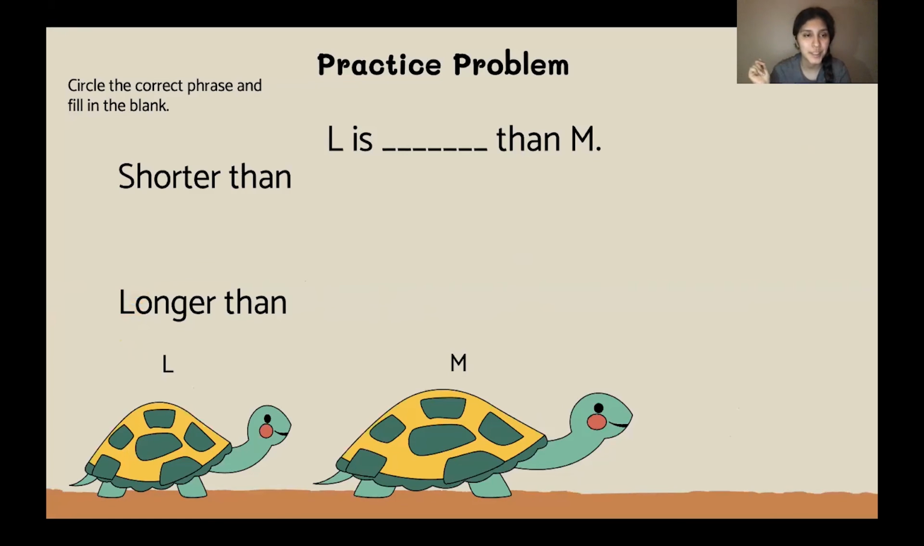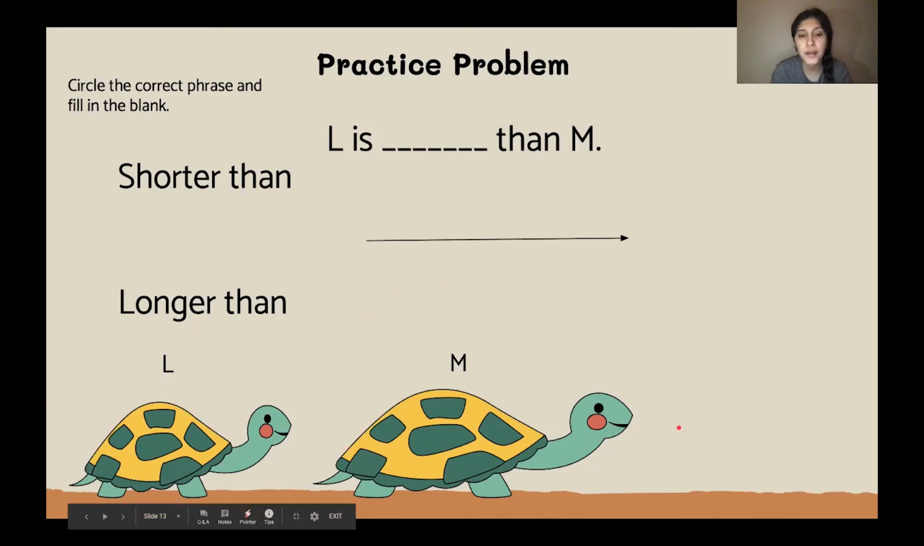So practice problem, another one. It says L then M. So we have to compare L to M. And it wants to know if turtle L is shorter than M or is turtle L longer than M. So just like the other ones, we circle the correct answer and fill in the blank. And if we can see, the turtles aren't so tall, so we're going to do it from side to side. So go ahead, measure your turtles, and then click unpause so that you can check your work.